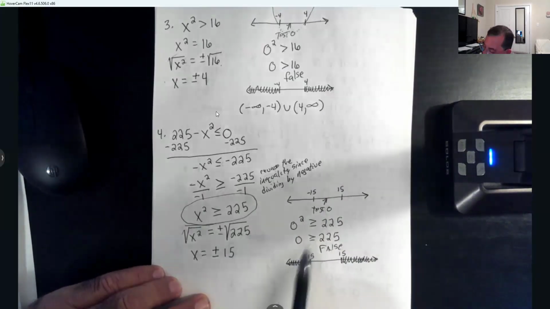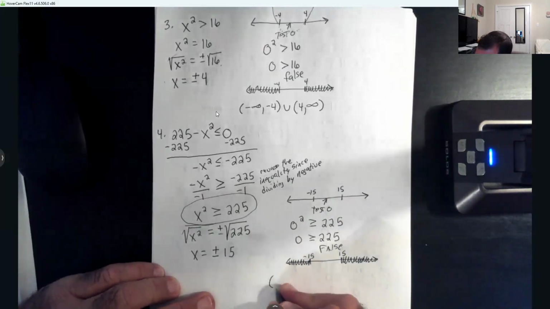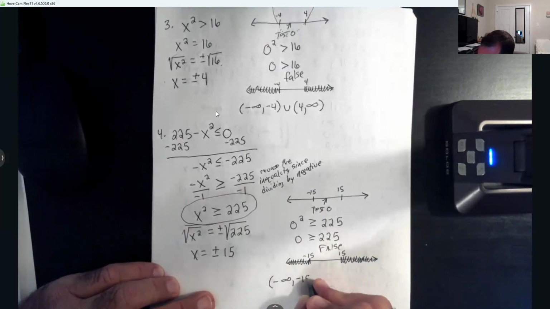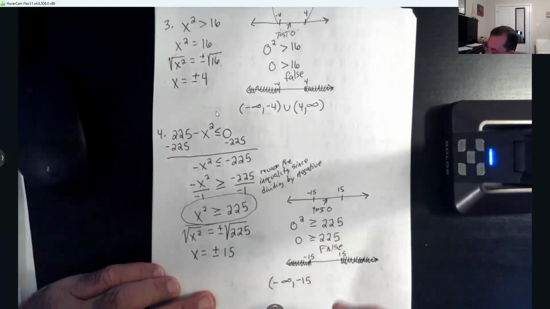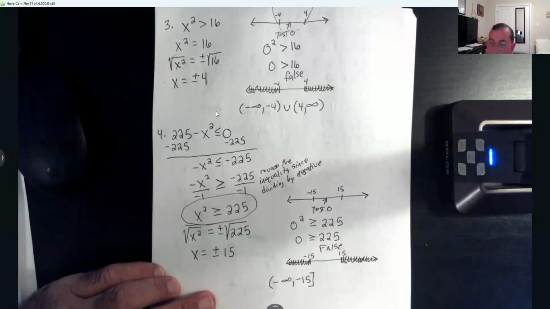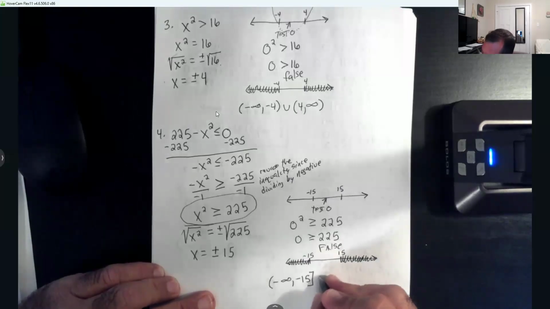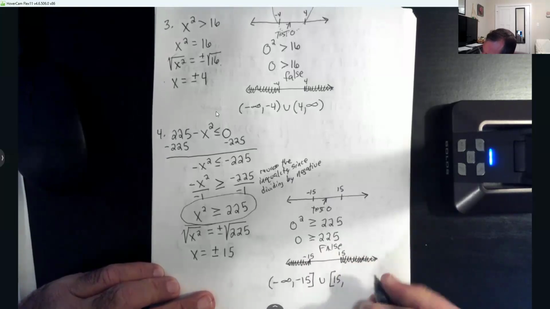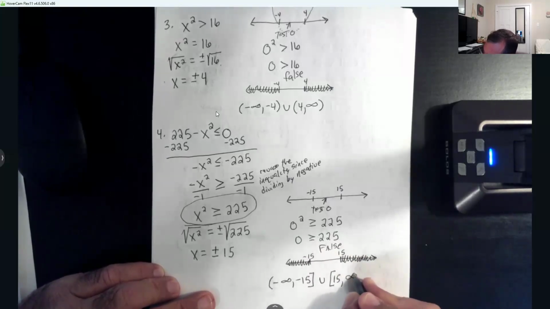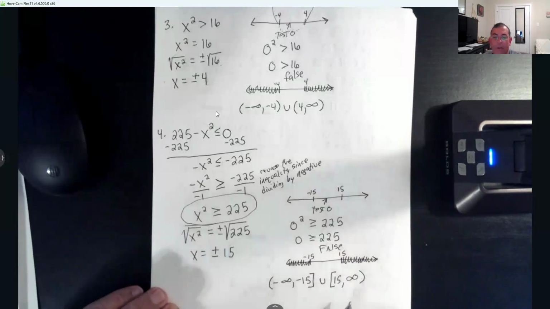Now, y'all, I got an equals on this. So this will start at negative infinity until I hit negative 15. And we need a bracket. And then union bracket from the 15 to a positive infinity.